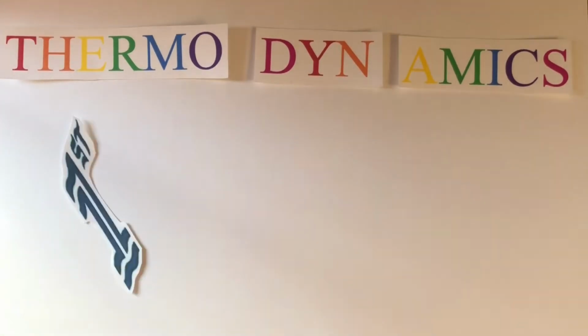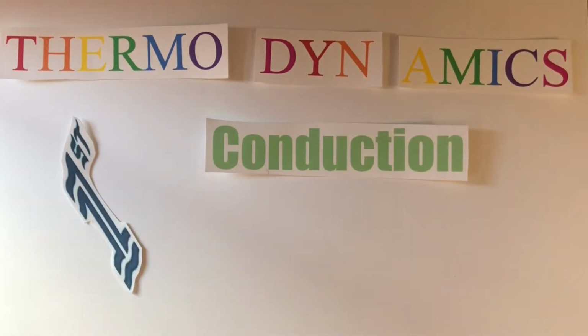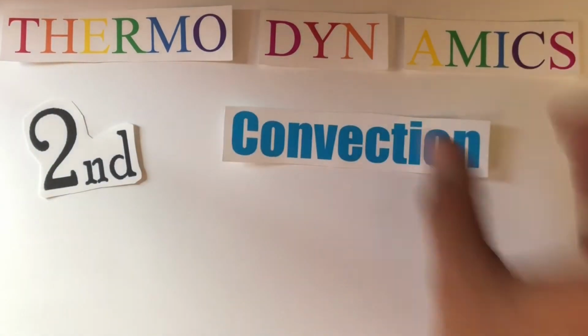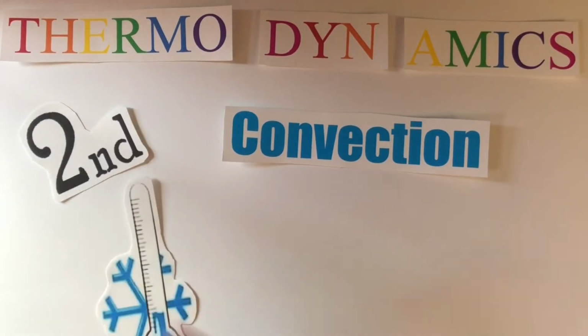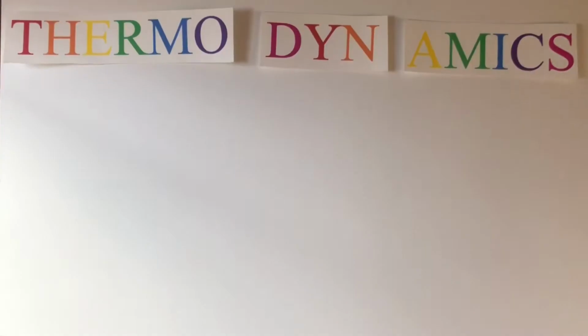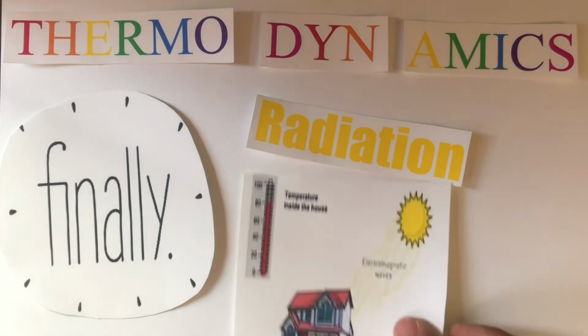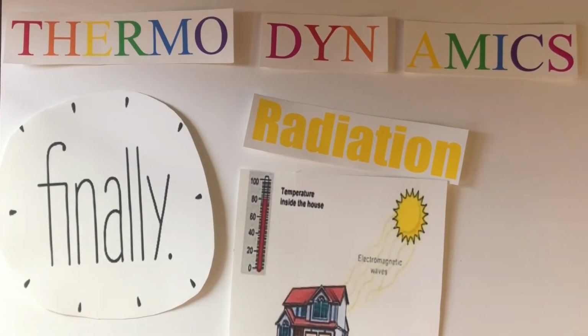First, there is conduction, which is simply the transfer of heat by two things touching. Second, there is convection, which is the transfer of heat from one place to another by the movement of fluids. Finally, there is radiation, which is a form of energy transport consisting of electromagnetic waves traveling at the speed of light.